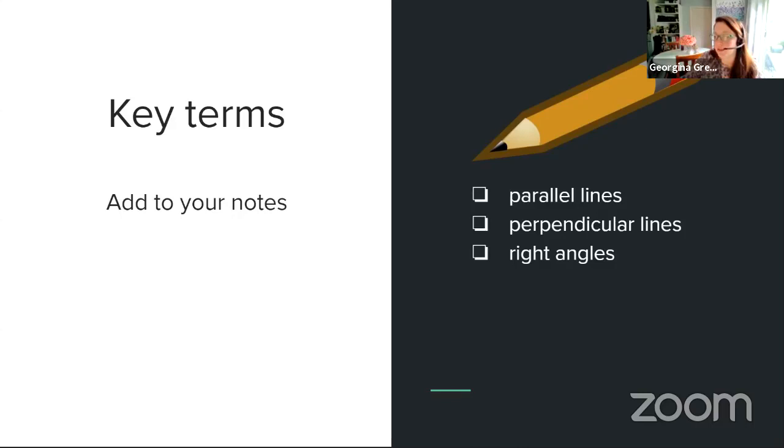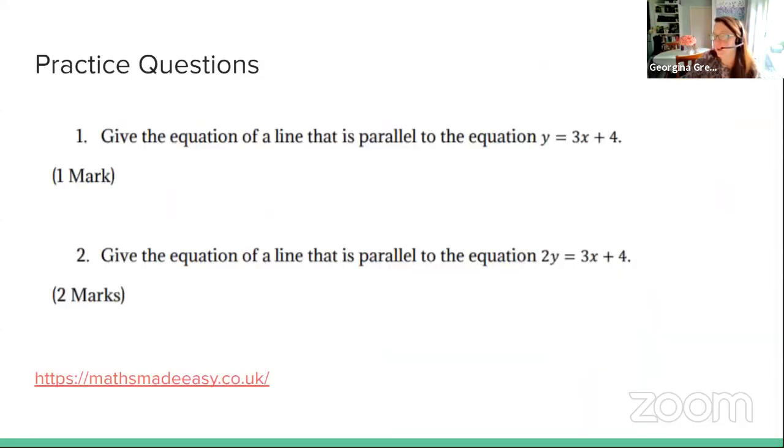I'm going to carry on and look at some example questions to see how we can use that. So practice questions for a foundation exam would be along the lines of this. So you have equations of a straight line. So an equation of a straight line always looks something like this, where you have y.